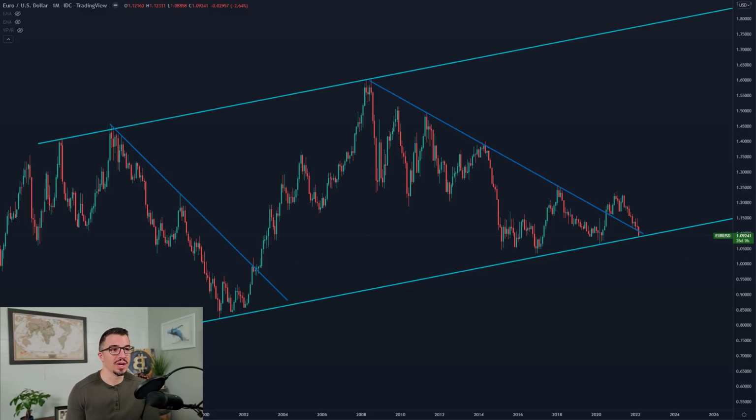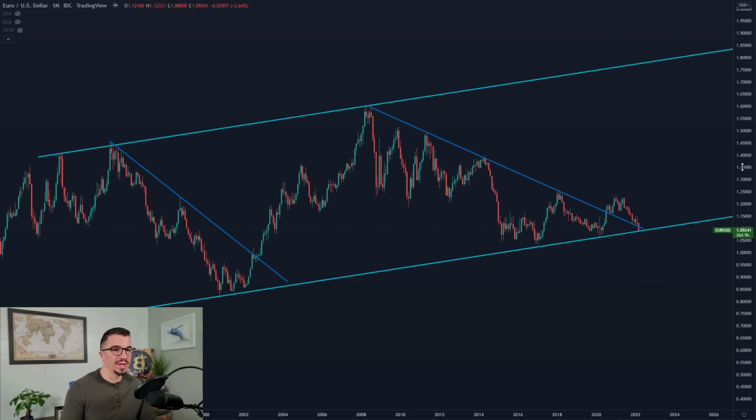All right, so let's jump right into the Euro USD. Looking at the monthly time frame, this is something that I wrote about last week on the blog. The market has come into a multi-decade support. You can see here we have this ascending channel that has developed over the past couple of decades. Now, this level was tested on Friday.